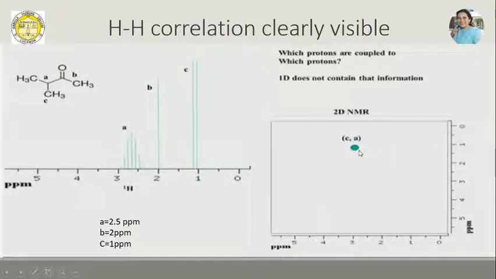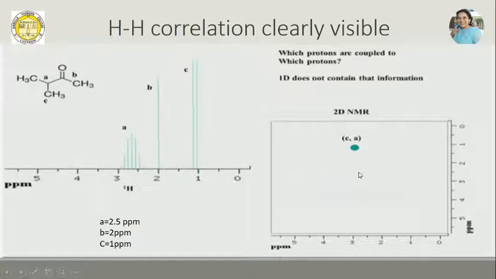So this dot here is showing that the C proton is coupled to the A proton, and in this particular spectrum there is no other coupling shown. So I can say that in this molecule only the C protons are coupled to the A protons, and vice versa. The B protons are not coupled to the other protons.